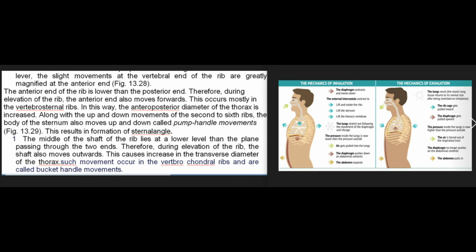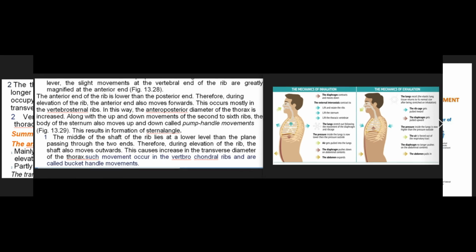1. The middle of the shaft of the rib lies at a lower level than the plane passing through the two ends. Therefore, during elevation of the rib, the shaft also moves outwards. This causes increase in the transverse diameter of the thorax. Such movements occur in the vertebrochondral ribs and are called bucket handle movements.